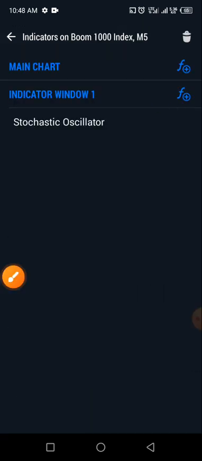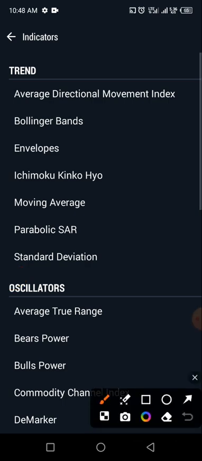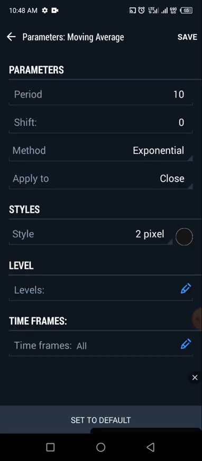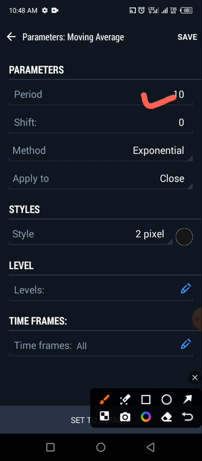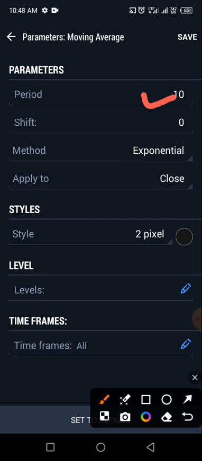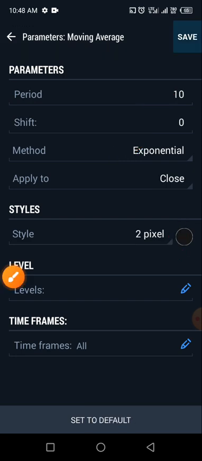After that we click on this F plus symbol here so that we can add our moving average. For our moving average, we are going to make use of the period 10, the shift will be 0, the method will be exponential, and we apply to close. Then our style will be 2 pixel, and we make use of the black pixel if your background is white. But if your background is black, then here definitely should be white pixel. Then we are going to click on save.